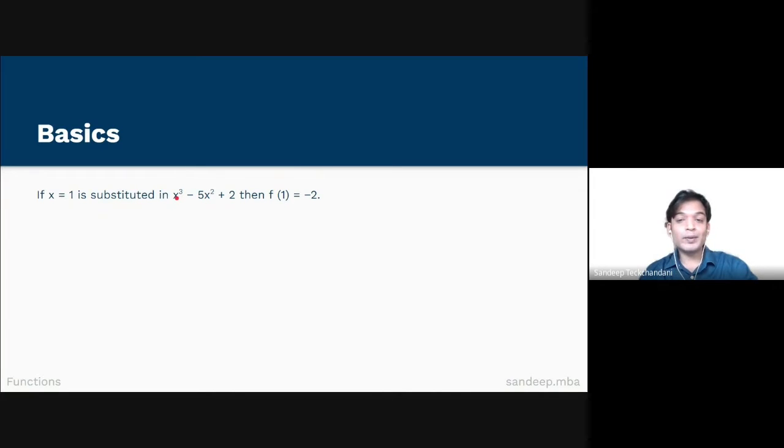1 cube is 1. 1 square is 1. So 1 minus 5 is equals to minus 4. Minus 4 plus 2 is equals to minus 2. Please note that f of 1 is called the value of f at x is equals to 1.